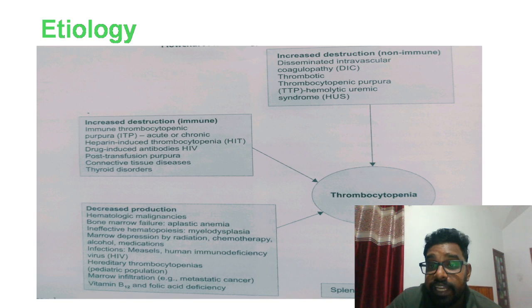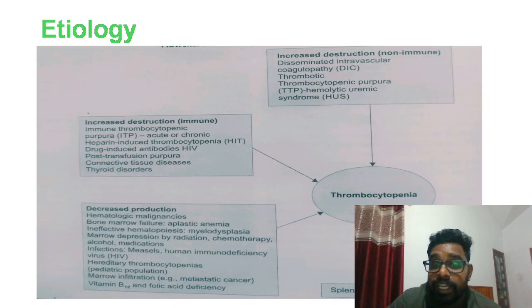Second one is increased destruction related to non-immune, that mainly includes DIC, that is disseminated intravascular coagulopathy, thrombotic thrombocytopenic purpura, that is TTP, hemolytic uremic syndrome, HUS. These are included in increased destruction, non-immune.